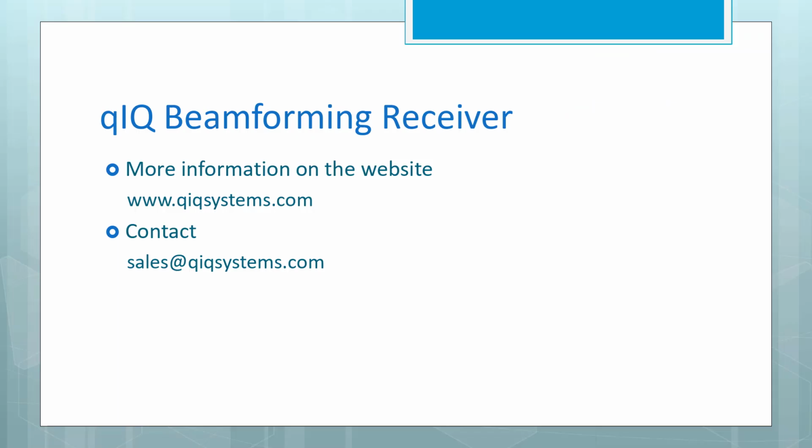Alright, that's it for this video. We've used the QIQ Beamforming Receiver and the Analog Devices AD9081 to demonstrate a 4-element array. First of all, we saw that we improved the signal-to-noise ratio using multiple antenna elements, and then we saw the benefit of focusing the antenna array factor to suppress some jamming or interference signal.